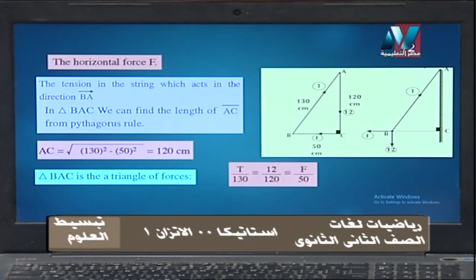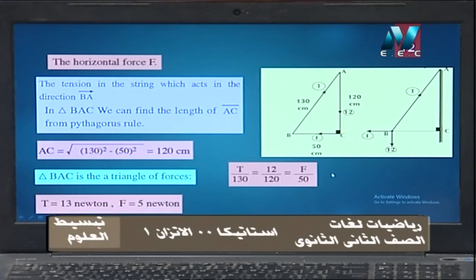So when we apply the rule of triangular forces, T over 130. What is T here? Here T is the tension. We divide it over 130, which is the length of AB, equals 12, the weight, over AC, which is equal to 120 centimeters, equals F, this horizontal force which affects the body, over the length of CB, which is 50. So T will be 13 Newton and F equals 5 Newton.